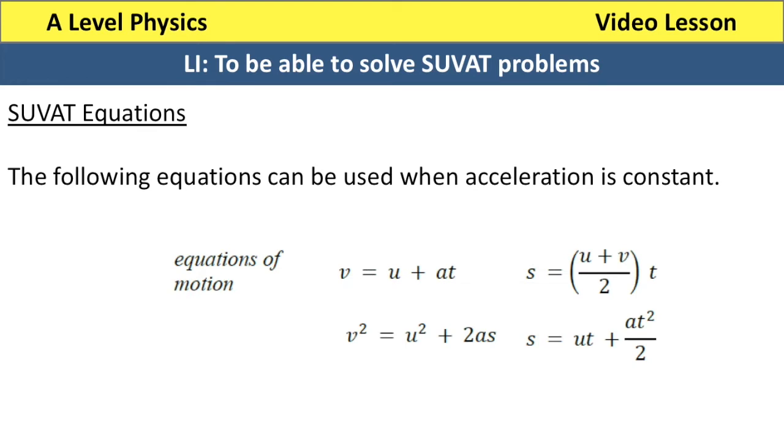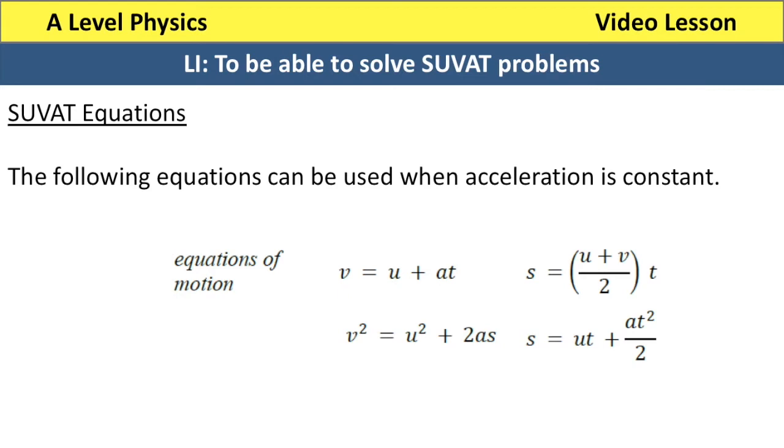The four equations, as they appear on the equation sheet, are written as v equals u plus at, v squared equals u squared plus 2as, s equals (u plus v) over 2 multiplied by t, and s equals ut plus at squared over 2. Now each of those has four variables in it. v stands for the final speed, u stands for the starting speed or the initial speed, a stands for the acceleration, which, as we've said, has to be constant for these equations to apply. t is the time, and s is the displacement.